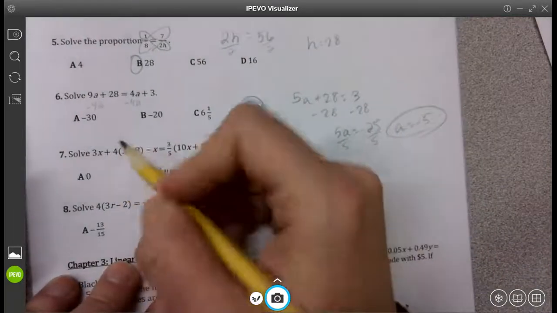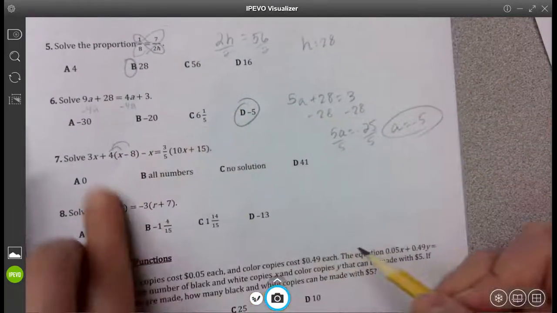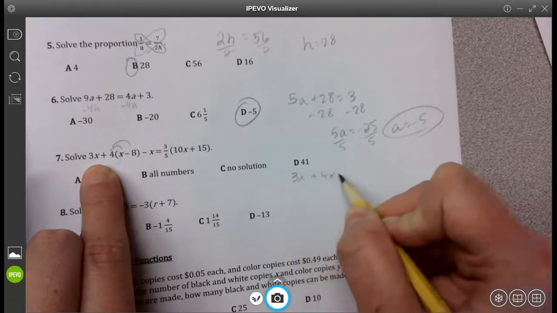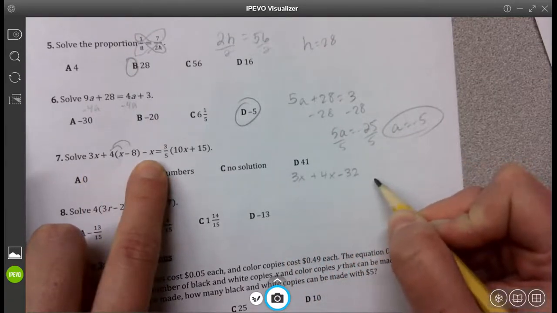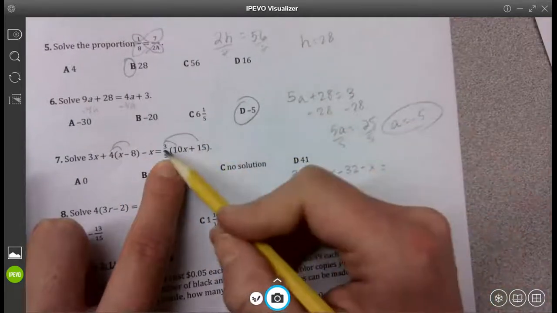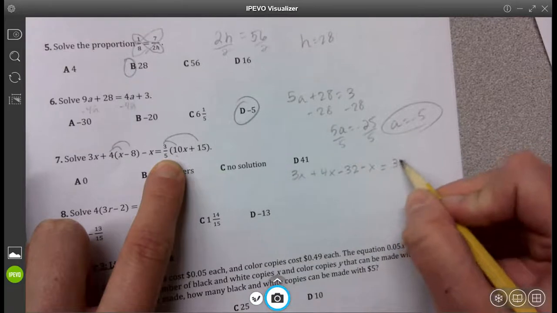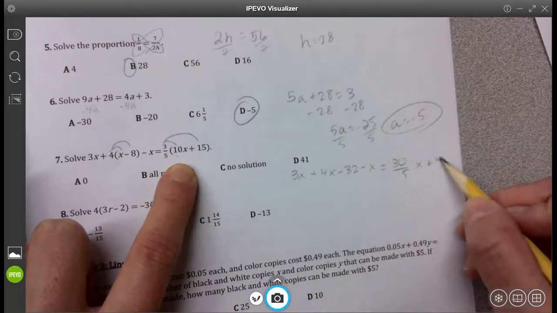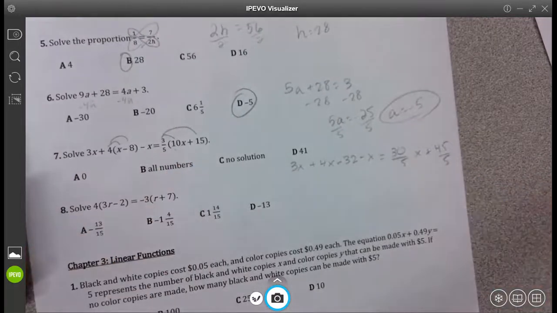We have to simplify before we solve. There's a lot going on here. So I'm going to distribute, and I'm going to get 3x plus 4x minus 32. But don't forget, there's an x right here, equals, and distribute here. 3 times 10 is 30, and it's over 5x, plus 3 times 15 is 45 over 5. So take a second, pause the video, and look to see how I distribute that. And does that make sense to you?